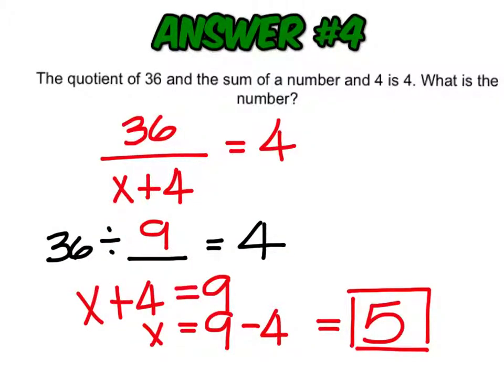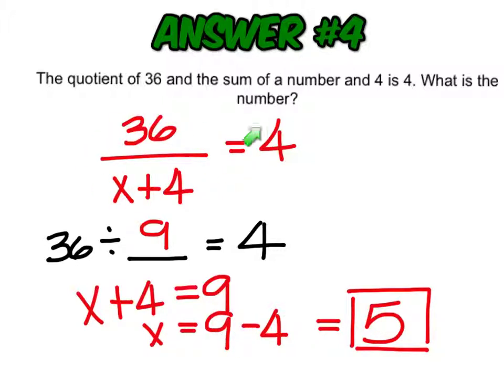On number 4, the quotient of 36 and the sum of a number and 4 is 4. 36 divided by some number is going to be 4. What is a number that you divide into 36 to get 4? What is 36 divided by 4? 9. So you would set 9 equal to this bottom part. X plus 4 is 9. Subtract the 4 and you come up with 5.